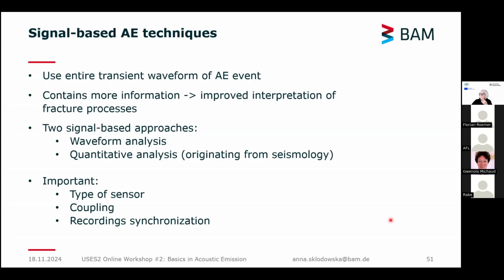And those two are quite wide subjects on their own. As I mentioned before, I will just briefly give you an overview of those, because it would be a whole lecture on those if necessary. But things that are important to keep in mind: those analyses are dependent on the type of the sensor, on the coupling, and it's very important to keep in mind that the recordings have to be synchronized to obtain reliable results.